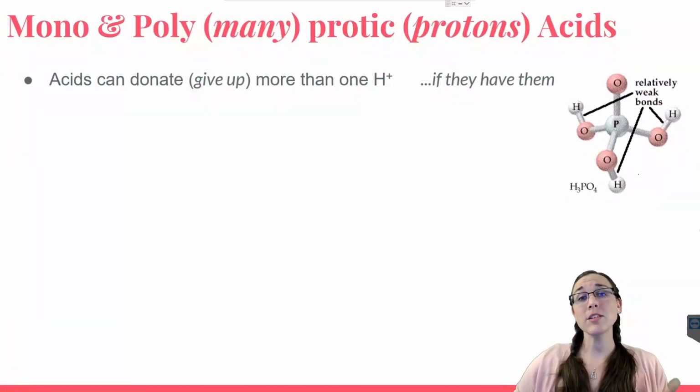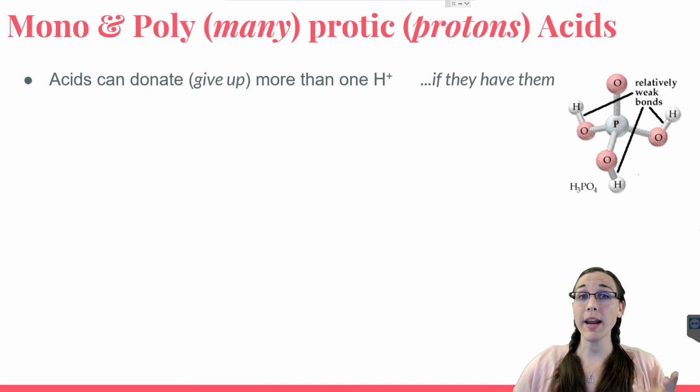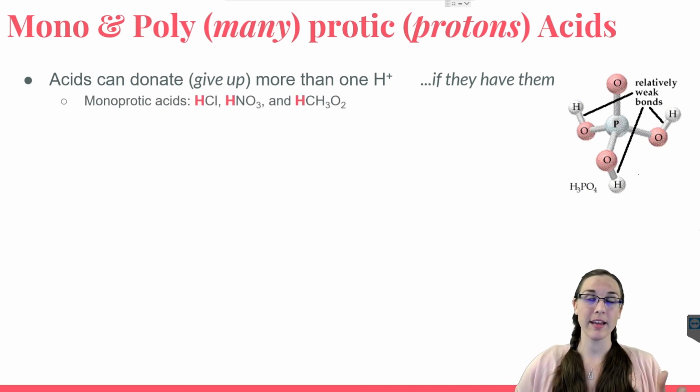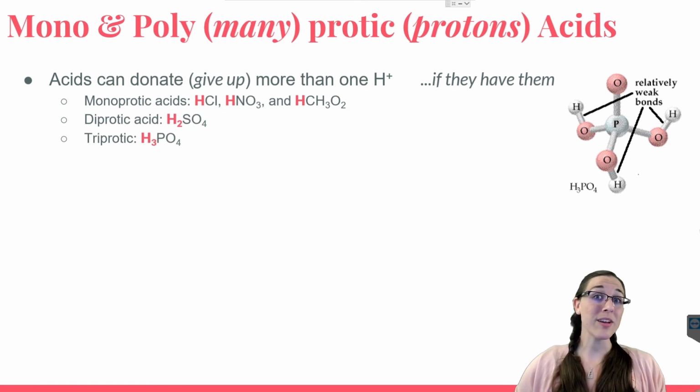There are also acids that have more than one H to give. If they only have one H to give, they're called monoprotic. Examples of that would be nitric acid or HCl, hydrochloric acid. You can also have two H's to give, like sulfuric acid, H2SO4. Or you could even have three H's to give, which would be like phosphoric acid, H3PO4.